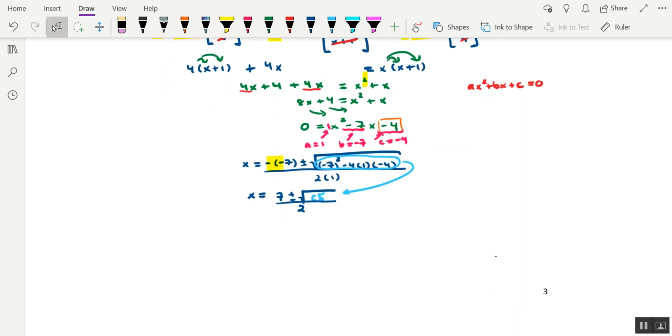So there are two answers for x here, and I'm going to write them out in the following format. One potential answer for x is 7 plus the square root of 65 all over 2. Or another answer for x, potentially I should say, would be 7 minus the square root of 65 all over 2.